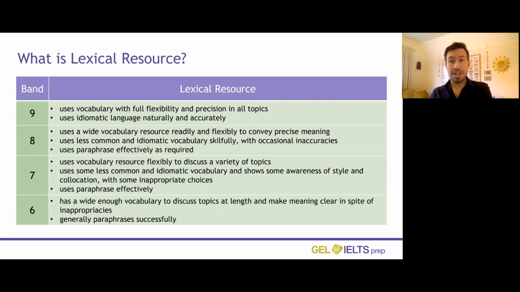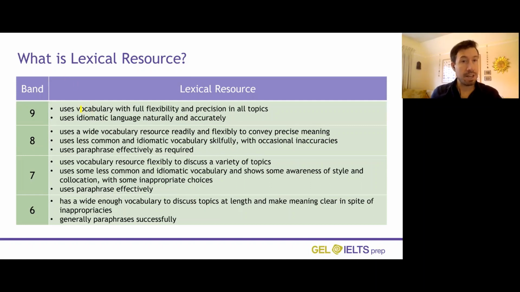Now, we can see that it goes from band 9 down to 0. 0 is the lowest mark, 9 is the highest mark you can get in the exam. We're just going to focus on 9 to 6 here. Let's look at some of the most important features here.